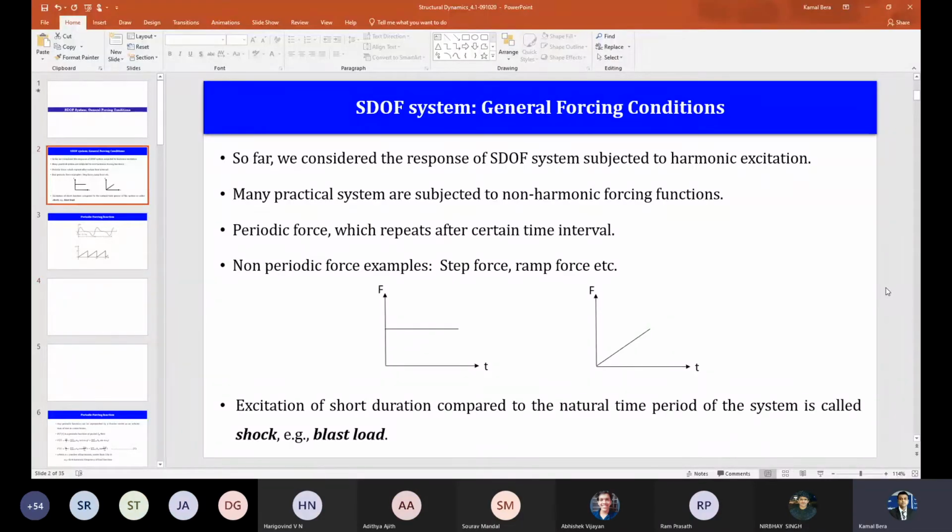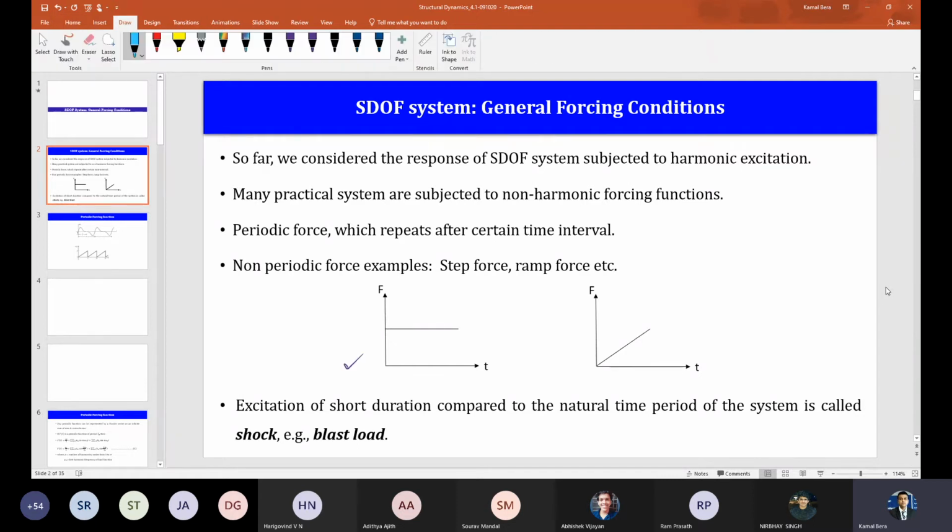Okay, so the slide is visible on the right side. So far, we considered the response of a single degree of freedom system subjected to harmonic loading. Many practical systems are subjected to non-harmonic forcing functions. Periodic force repeats after a certain time interval, so it's repeating, but not harmonic. Non-periodic forces include the step force, the ramp force, and then sudden impulse, those types of things.